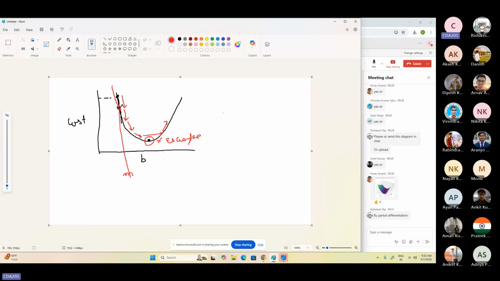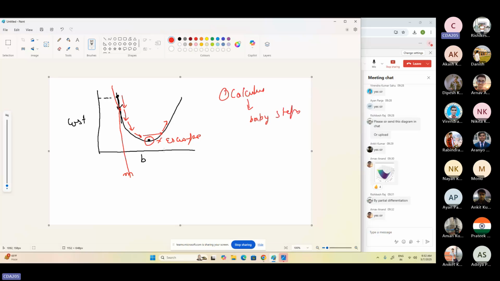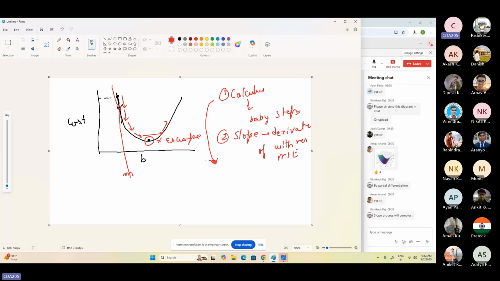So we use the two concepts. Okay, that is the calculus. Calculus will help me to take the baby steps, small small steps we will take. And another one, that is the slope. What is the slope? It is calculated by the derivatives. Okay, derivatives of b with respect to m. Yes, slope will be complex, but we will see this. Through the derivatives we can easily calculate it.